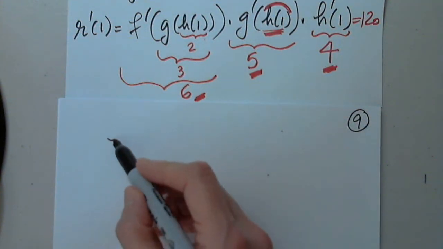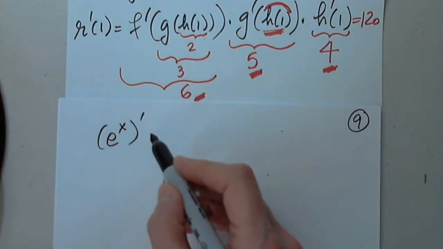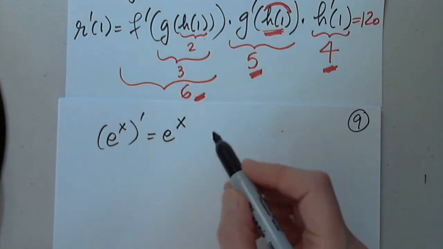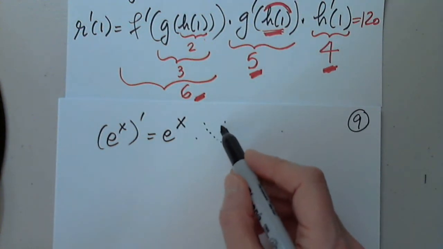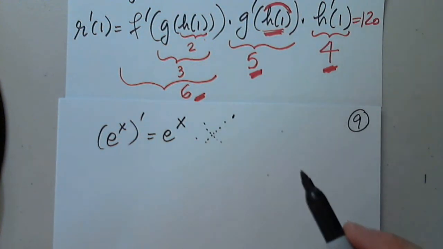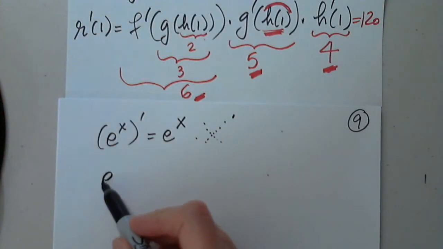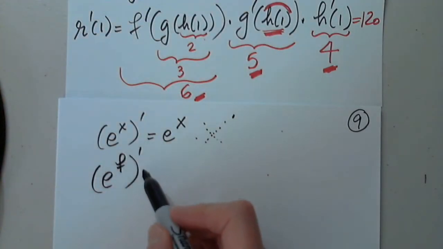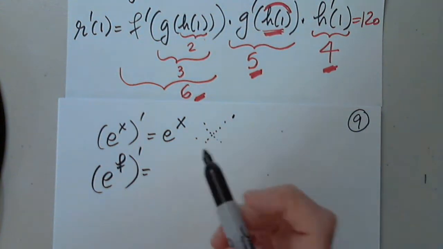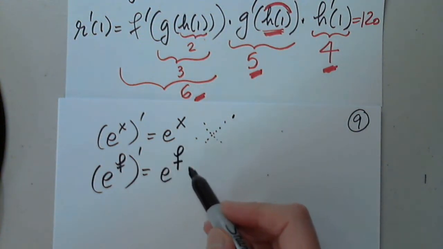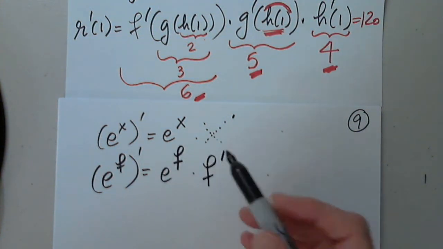So let's review. e to the x prime is e to the x. I want you to get into the habit and never forget that something else follows: times x prime. I don't write it because I don't need it, because it's 1. But if it's e to a function prime, it follows the same pattern. Still e to the function, times the function prime.